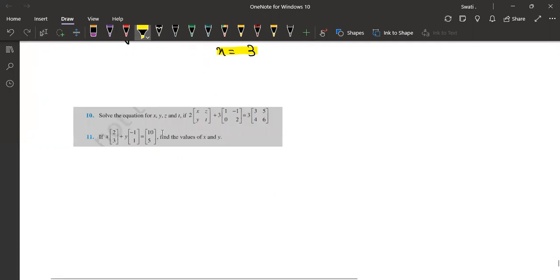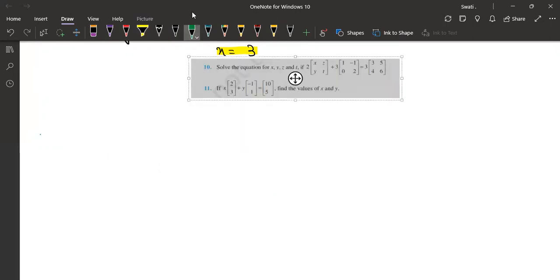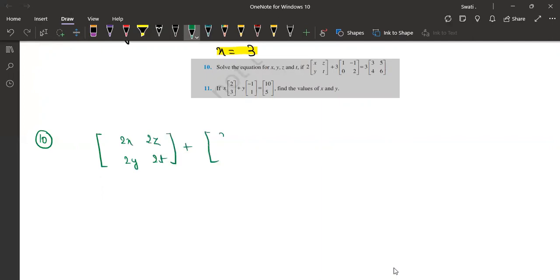So this is your question. Let me just put it here. So let's start with the 10th question. In the 10th question, we have 2x, 2z, 2y, 2t, and then plus 3 times 1, 3, 3 times negative 1, negative 3, 0, and 6. And this is going to be 3 times 3, 9, 15, 12, and 18.